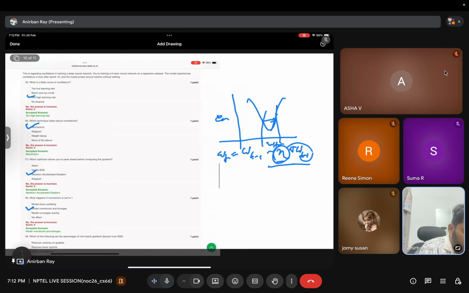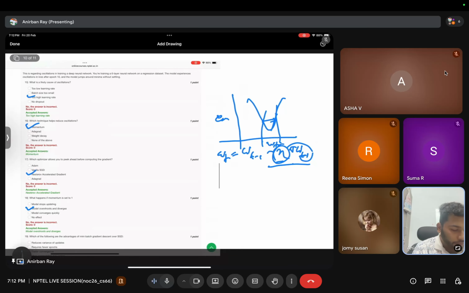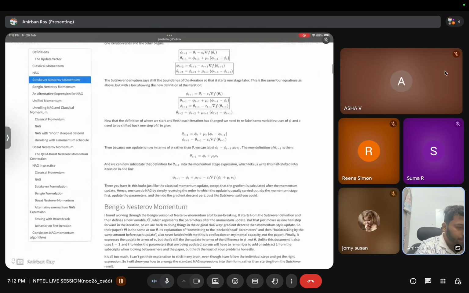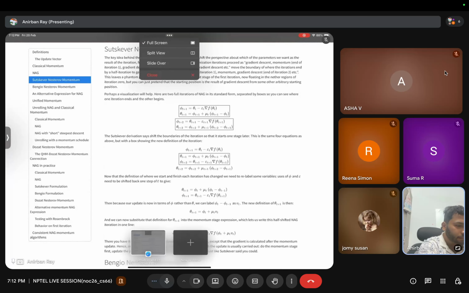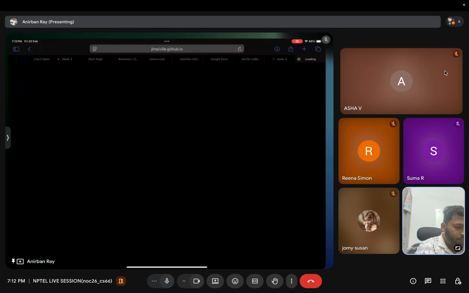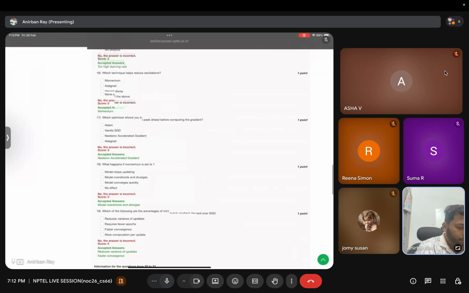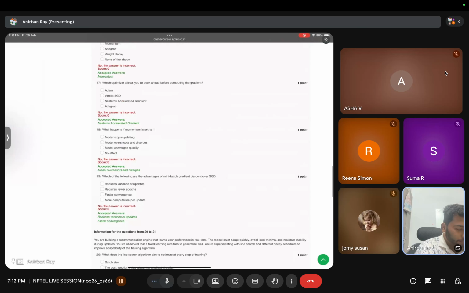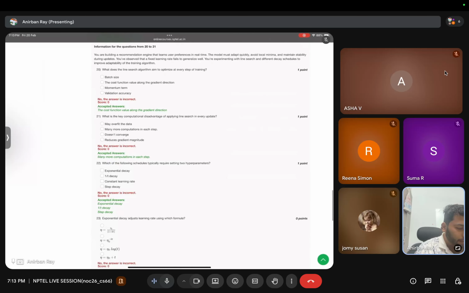Which of the following are the advantages of mini batch gradient descent over full batch? It reduces variance of updates. The main thing is this. But the rest we have to see. Faster convergence. Okay. Now a few more questions here.